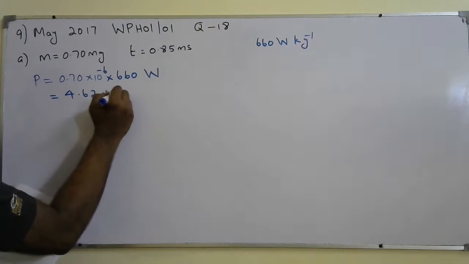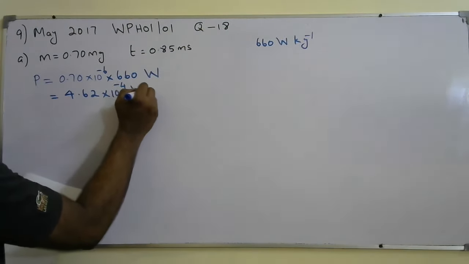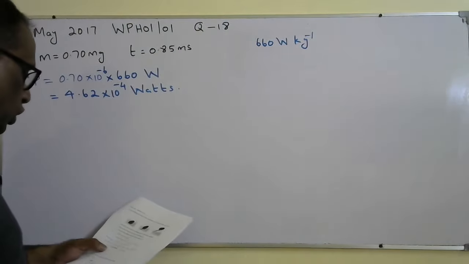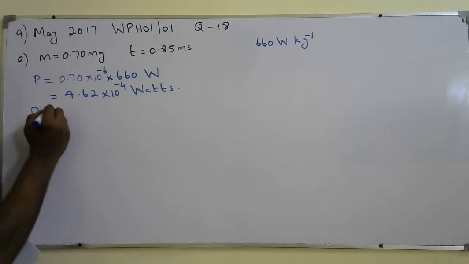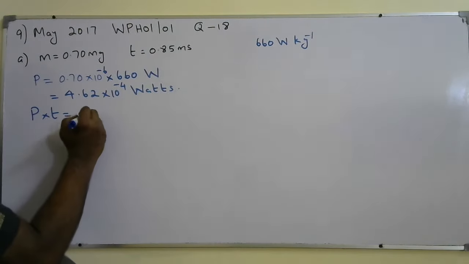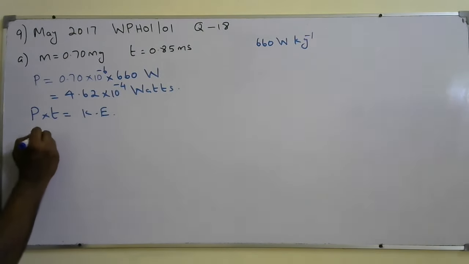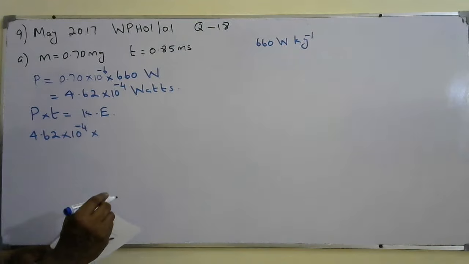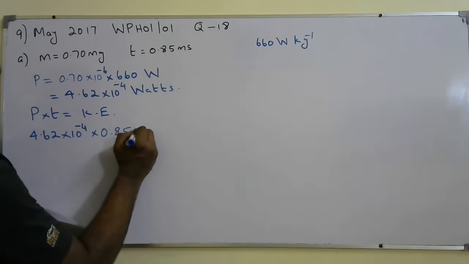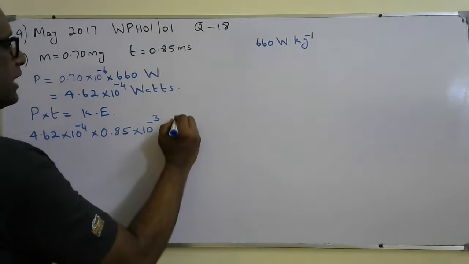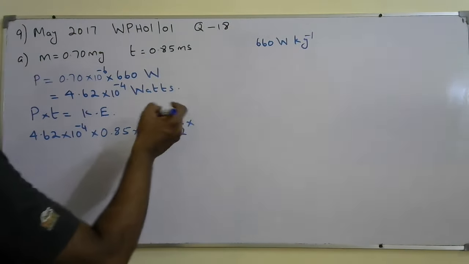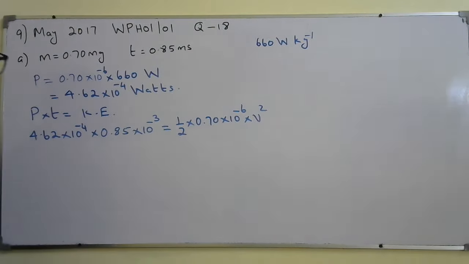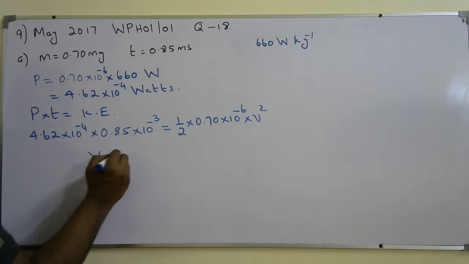So this is going to be the kinetic energy. We know that power into time, that's the energy given, is equal to the gain in kinetic energy. So power into time, 4.62 times 10 to the power minus 4 into time, which is given as 0.85 millisecond, so 0.85 times 10 to the power minus 3 seconds, is equal to the kinetic energy, half the mass of the insect, again converted to kilogram, 0.70 times 10 to the power minus 6 kilogram, v squared. That will be the kinetic energy. So from this, find the speed v. That will be 1.06 meter per second. That is the A part of this question.